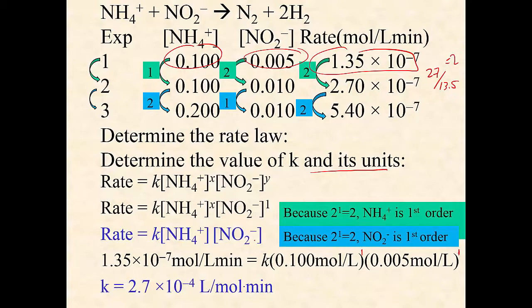Now look at the units. Because this is a second order, you know the exponents are going to be 2 minus 1 or just 1, and so that's why the units of K are just liters per mole, and then you have to go back, check the time. This isn't a per second, this one is a per minute, so that's why it's per minute.